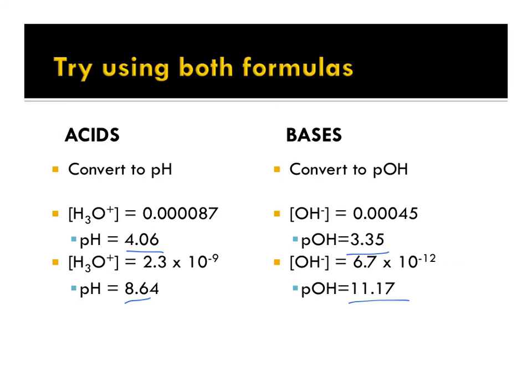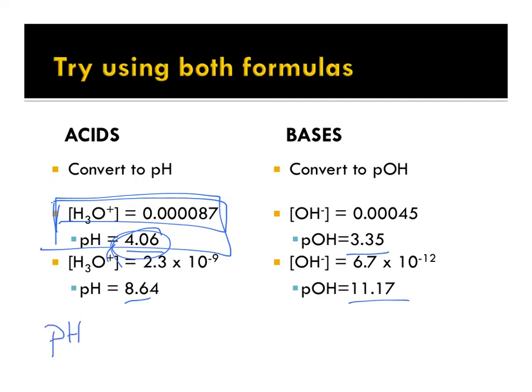Now, looking at this concentration here of this acid, the acid has a lower pH than what a base would have. If we wanted to know the pOH of this solution, we could say pH plus pOH equals 14, or 4.06 plus pOH equals 14. Subtract the two and I could come out with my pOH.